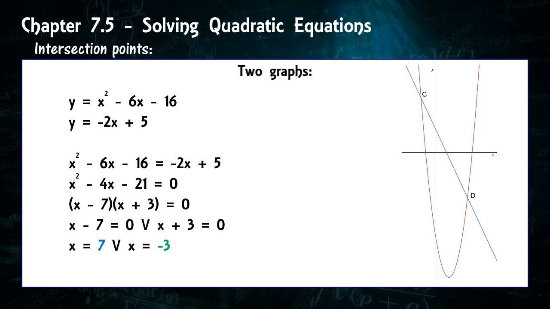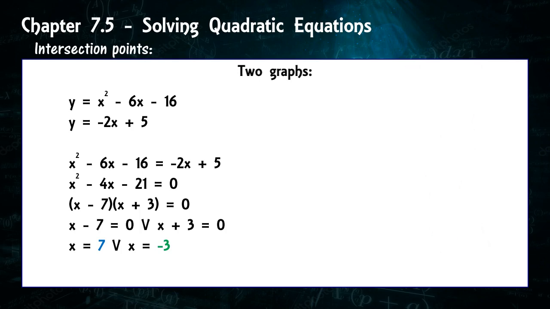But now we only have the x coordinates. To figure out the y coordinates, we do the same thing as we did in chapter 3, as we already did a similar exercise then. We just need to fill in the numbers in the formulas. Which formula you pick doesn't matter, as both should give you the same answer. So we evaluate y is x squared minus 6x minus 16 for both x is minus 3 and x is 7. And we do the same thing for y is minus 2x plus 5.